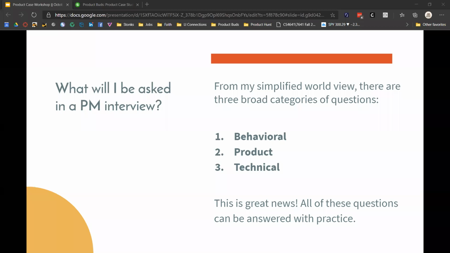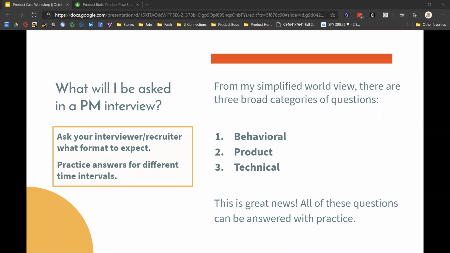And the best way to practice these questions is to actually know what questions will be asked. So the next couple slides, I'll go over each question area. But the most important thing that you can do during a PM interview is know what format to expect. And sometimes this differs between interviewers and recruiters. Recruiters will tell you one thing, and then an interviewer will choose to do their own spin on a question, right? So make sure to ask both your recruiter and the interviewer at the beginning of the interview, and then also practice for different time intervals.